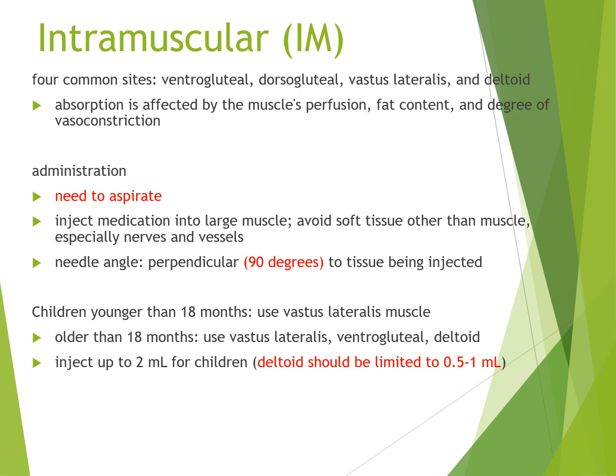Usually for children younger than 18 months, we're always going to use the vastus lateralis muscle, those thick thighs, those chunky, cute little thick thighs. Older than 18 months, use the vastus lateralis, ventral gluteal, or the deltoid. Inject up to 2 mLs for children. The deltoid should be limited to about half an mL or 1 mL. So if you're going to use the deltoid, be mindful of the amount that you're drawing up.